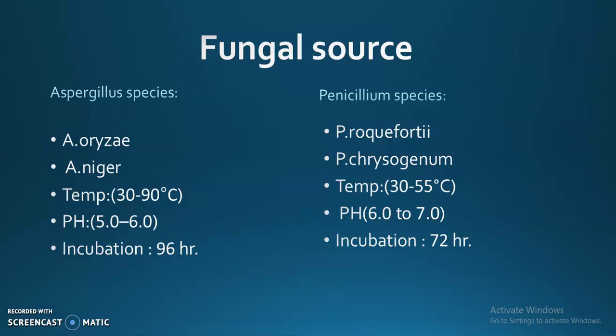Fungal sources. Mainly Aspergillus species and Penicillium species are capable of producing alpha amylases. Some examples are given below. Aspergillus oryzae and Aspergillus niger: the temperature is 30 to 90 degrees Celsius, pH is 5 to 6, incubation period is 96 hours. In the case of Penicillium species, temperature is 30 to 55 degrees Celsius, pH 6 to 7, incubation time is 72 hours.